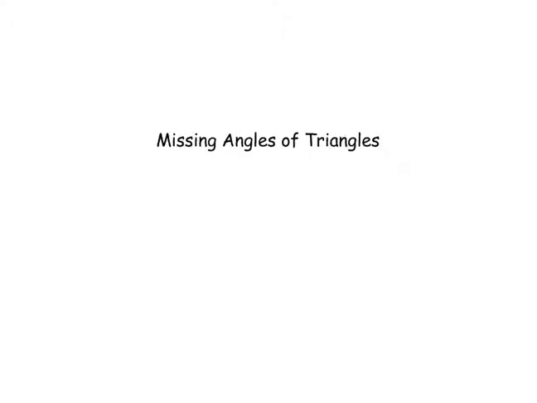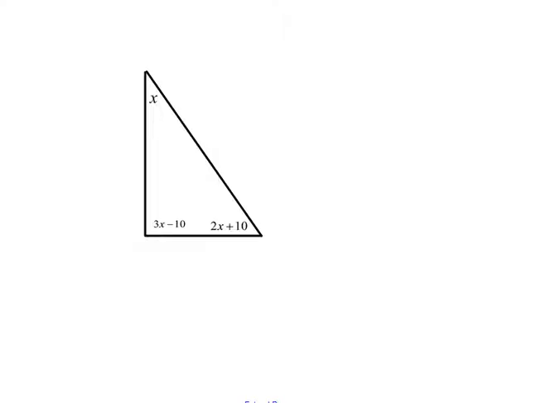In this lesson, we're going to find missing angles of triangles. We're going to start out by talking about something a little basic. When you have variable expressions for each of your angles, and you know that the sum of the angles of a triangle are 180 degrees, then you set up an equation by adding all the angles.